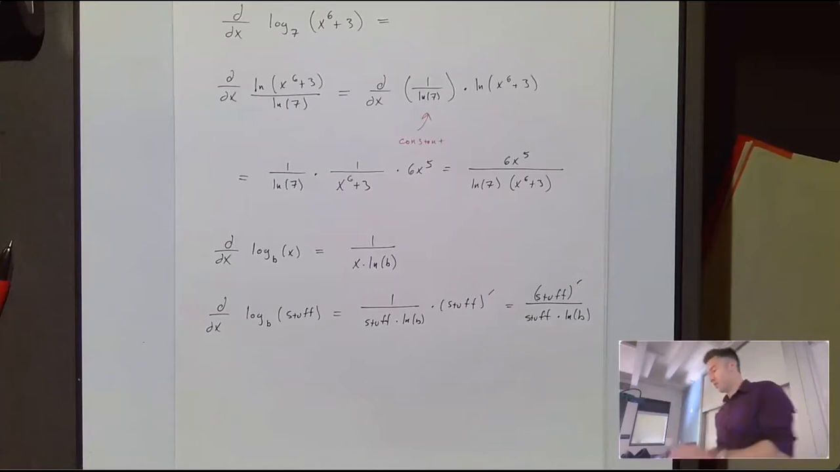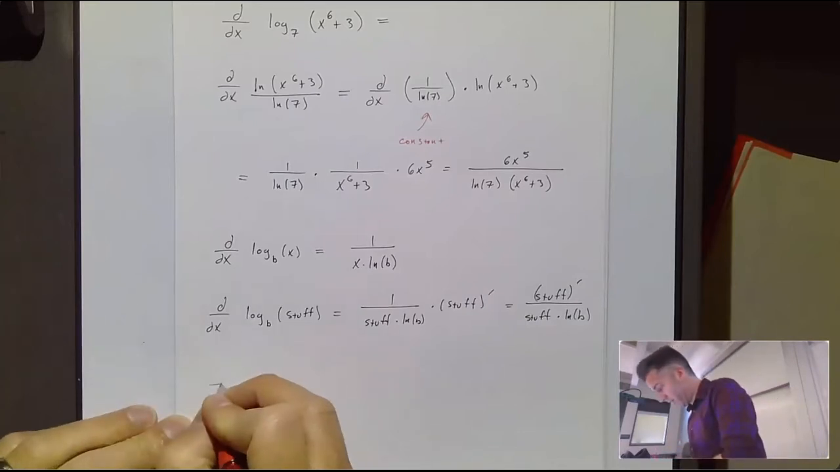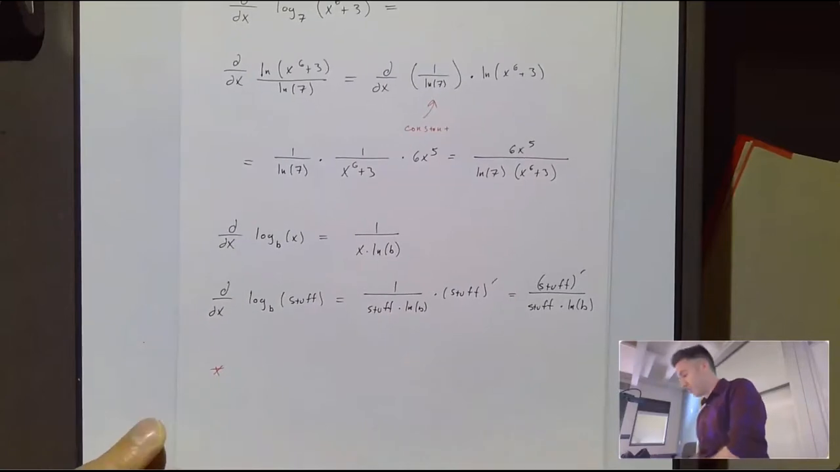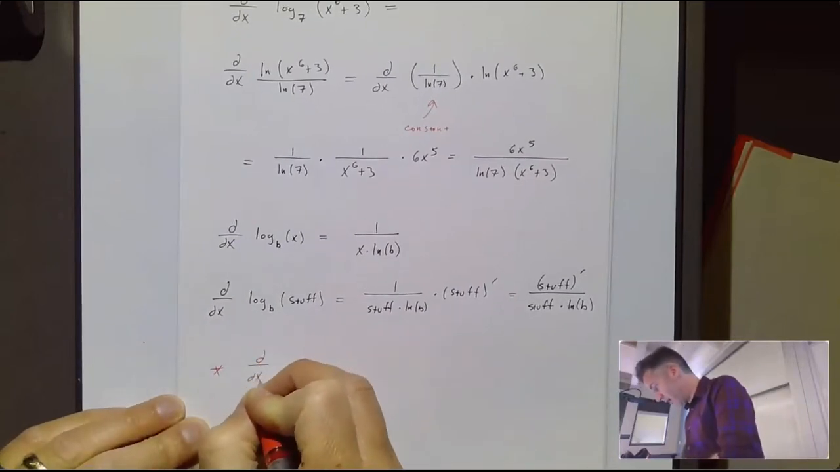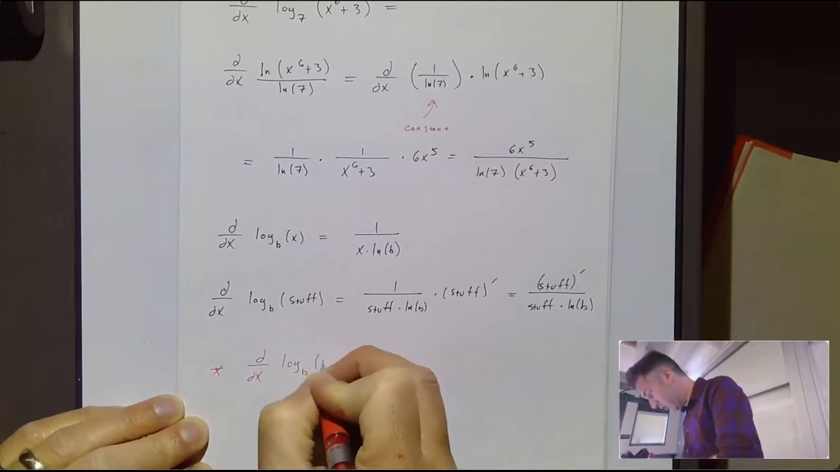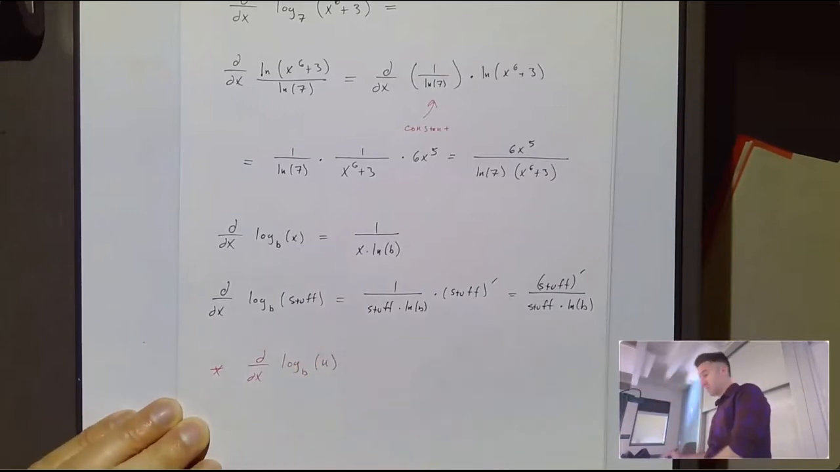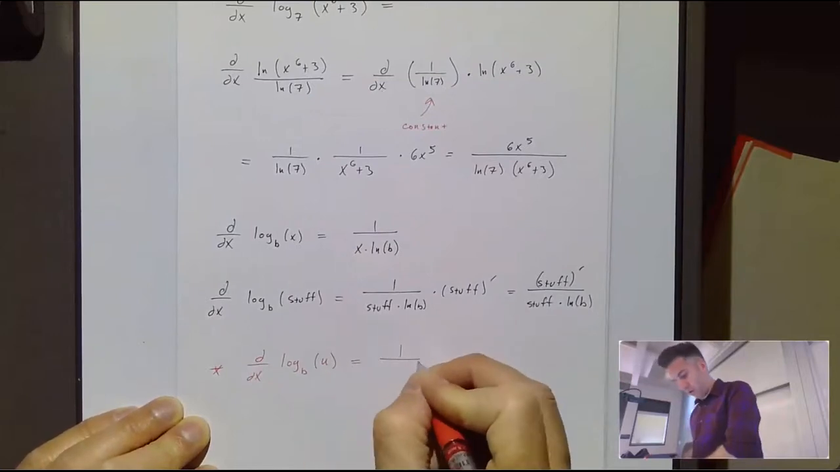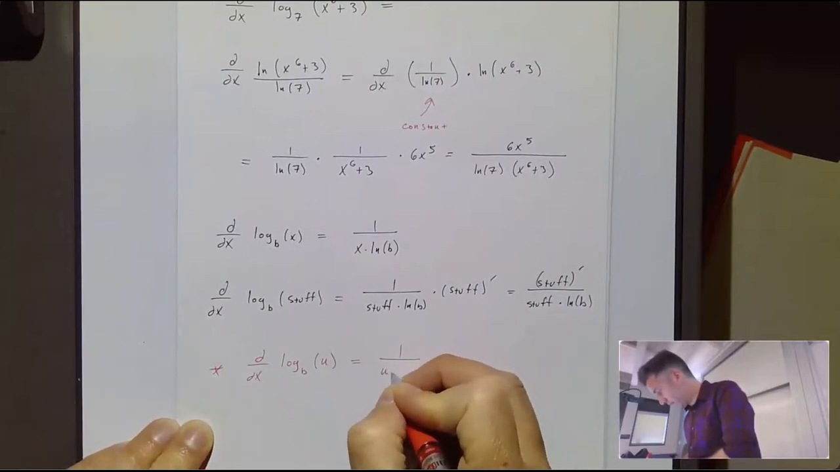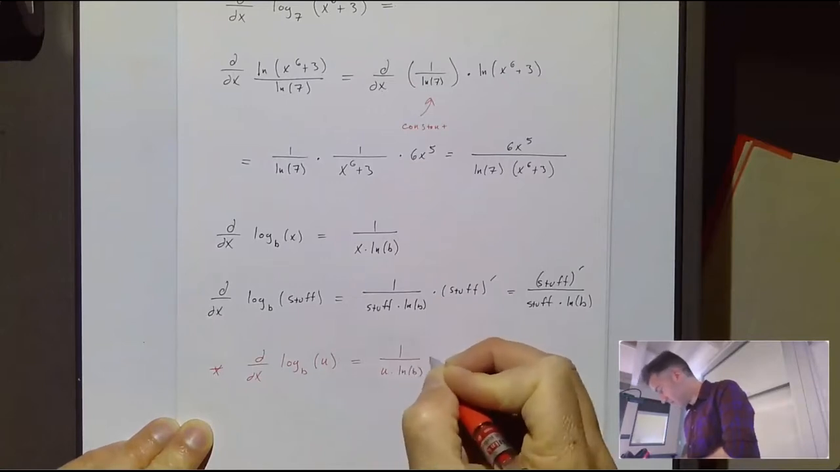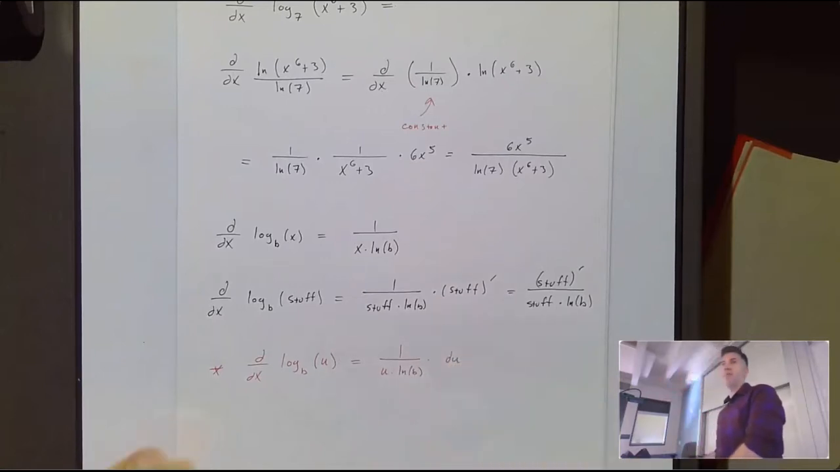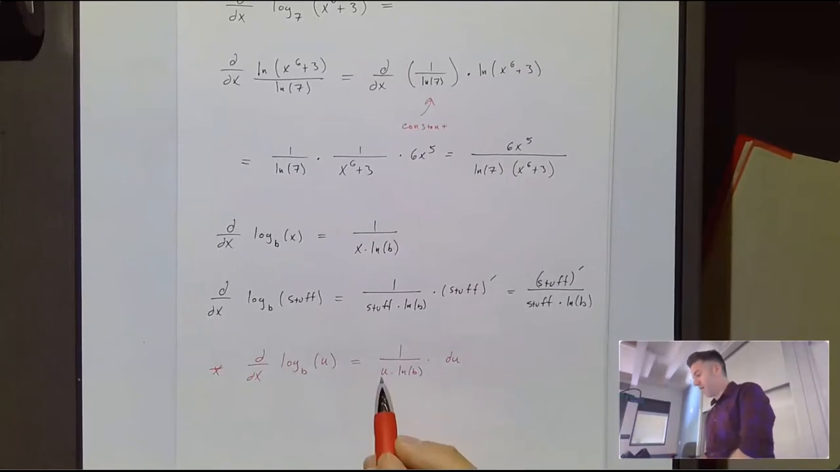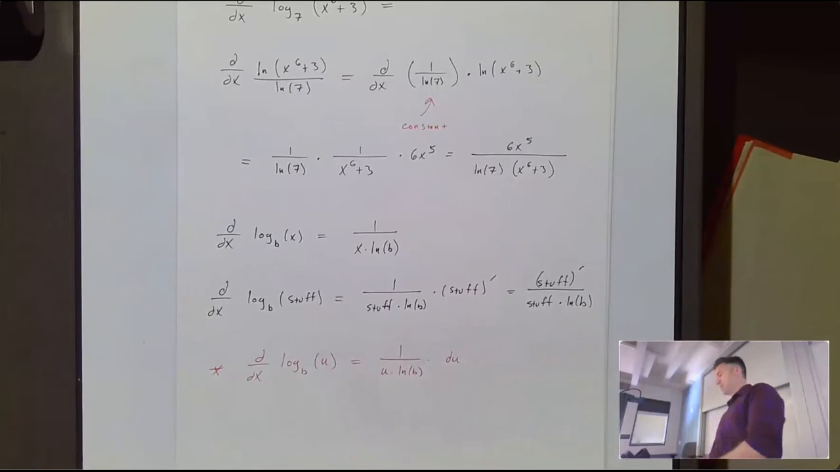But just so you are aware, if you were seeing this in a textbook, it would probably look more like the derivative of log base b of u, where u is some function of x, is 1 over u times the natural log of b times du. That's how a book would probably write it: 1 over the stuff, natural log of the base, times the derivative of the stuff. I just don't want you to see this later on and be like, that looks way different. It's the same thing, it's just using more mathy notation.